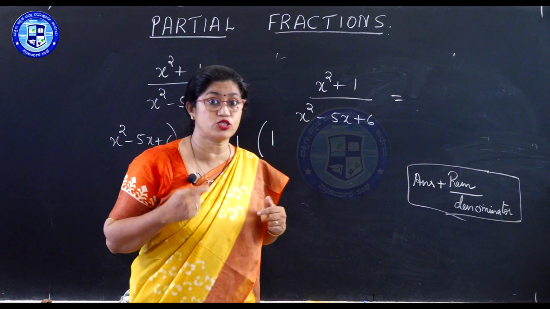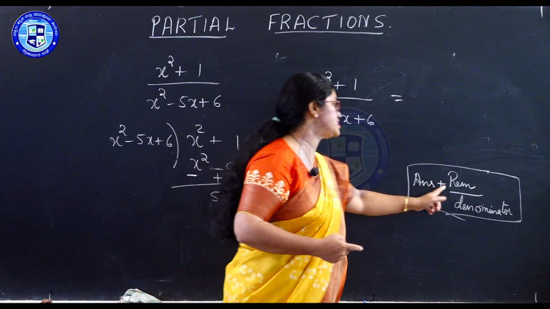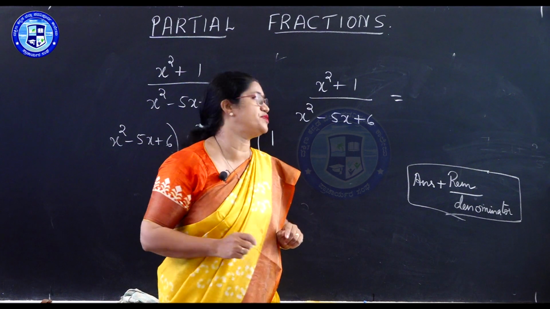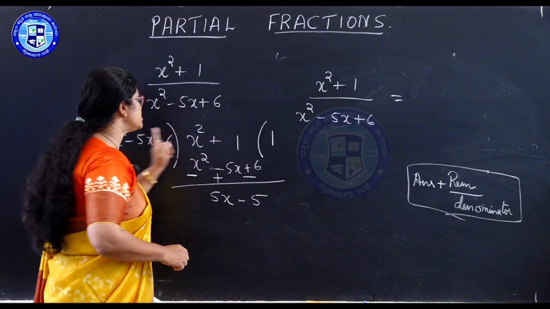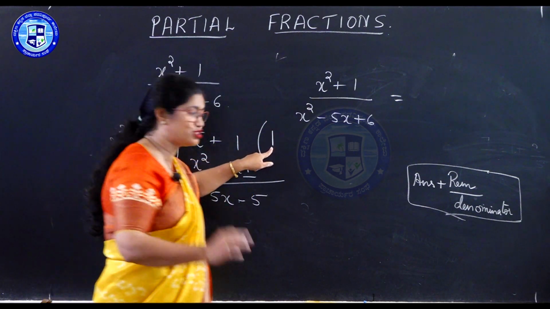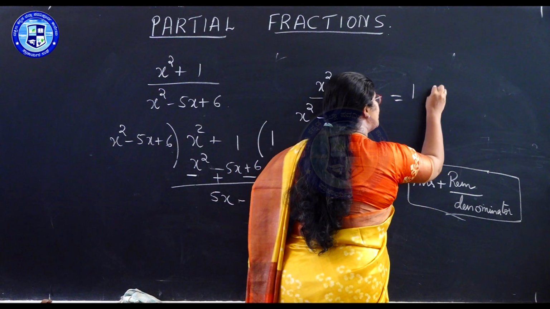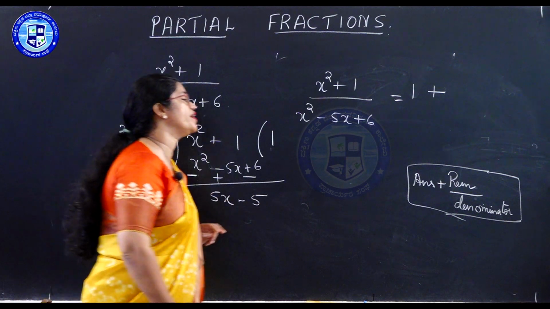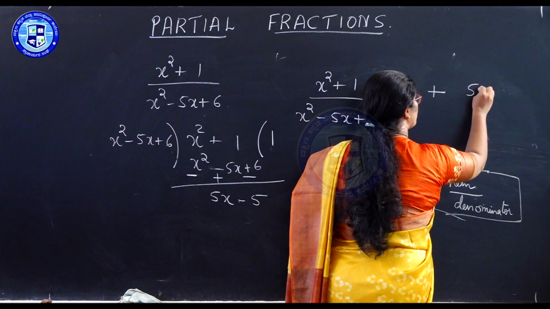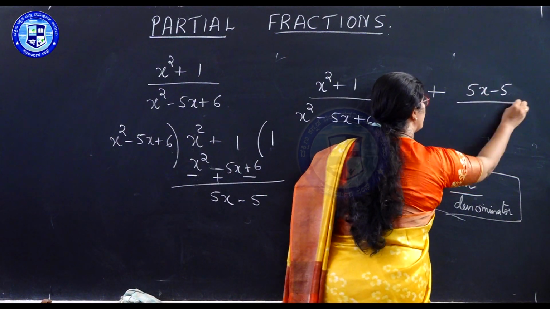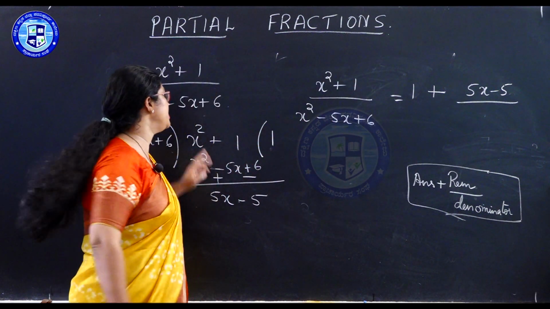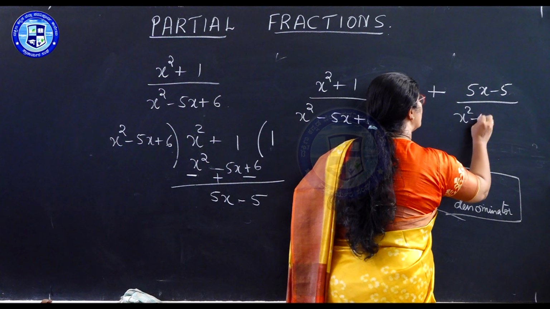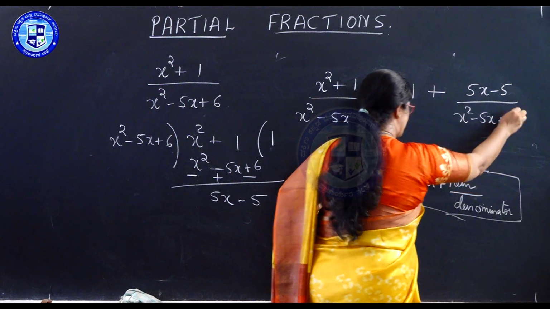Whatever answer that is, quotient plus remainder divided by denominator. So this is going to be the pattern to write. The quotient that I got was 1, so 1 plus, what was the remainder? Remainder is 5x minus 5, divided by denominator. So the denominator here is x square minus 5x plus 6.